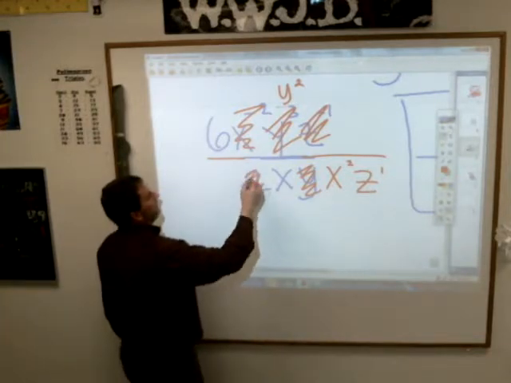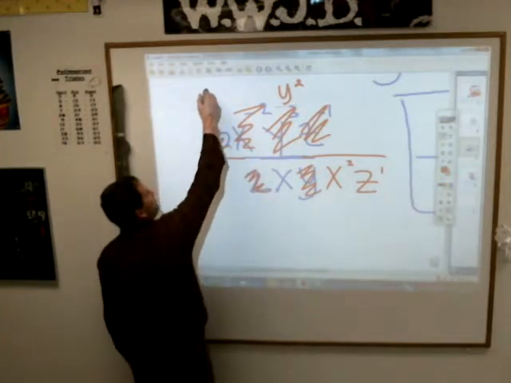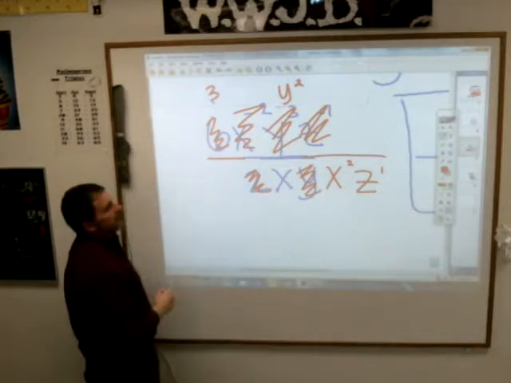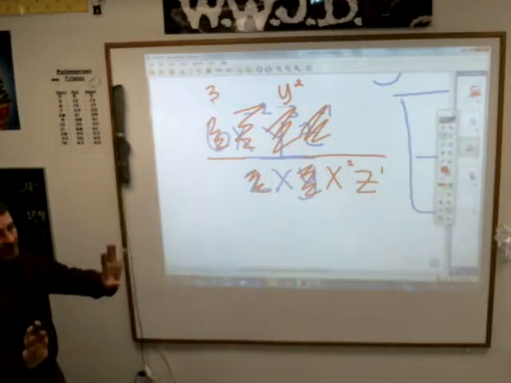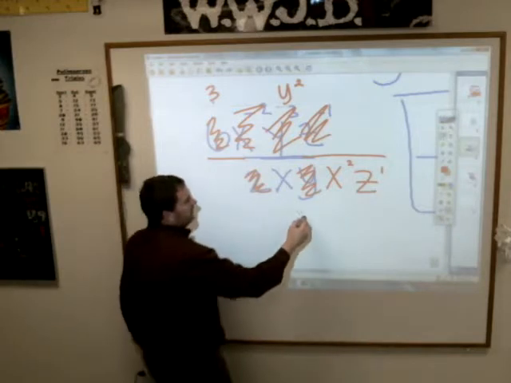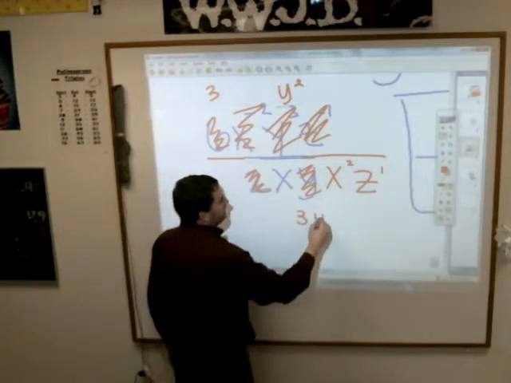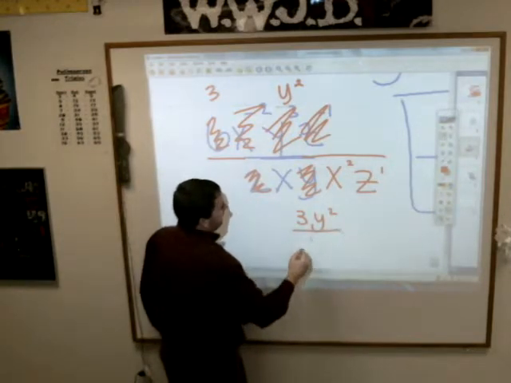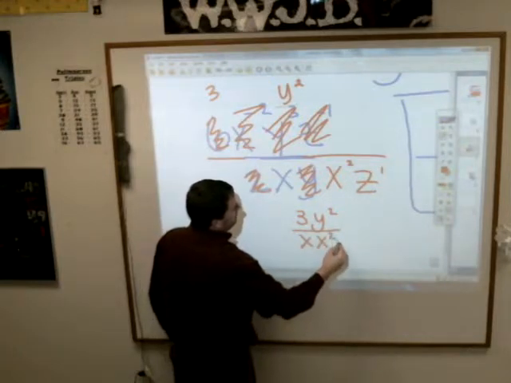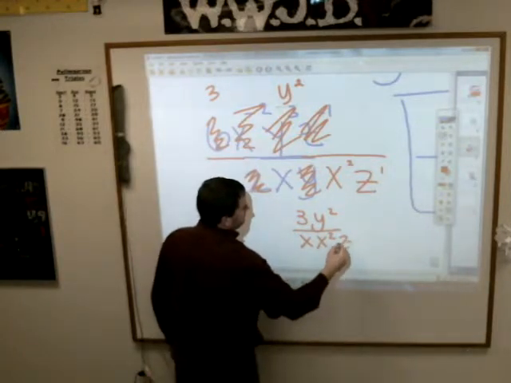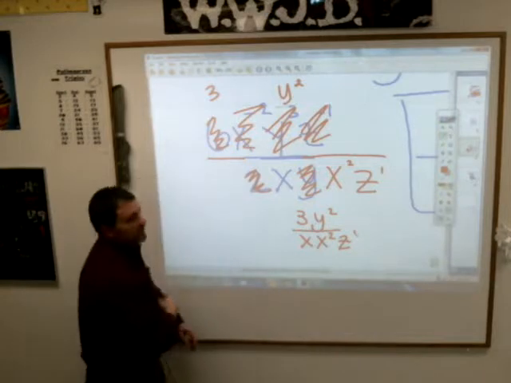Perfect. So I can simplify my numbers. 6 divided by 2 is 3. Let me rewrite what's left now. I have 3y squared on top, right? Over x, x², z¹. We are so close I can almost smell it.